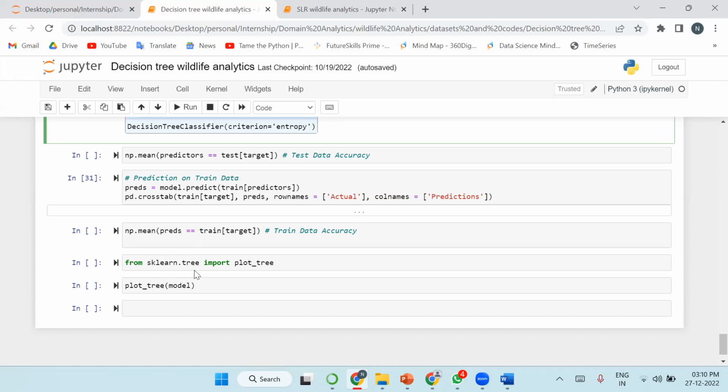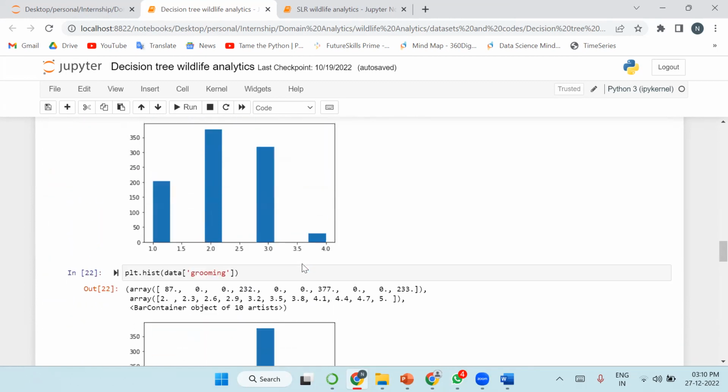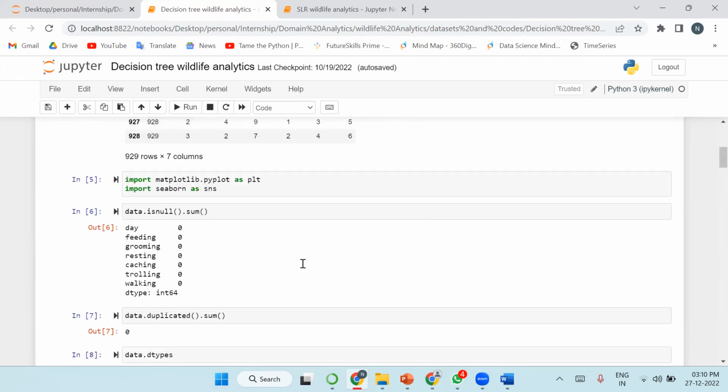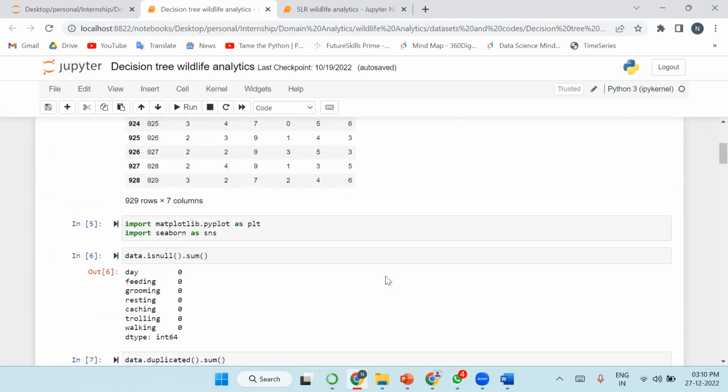So finally, we plot the graph with sklearn.tree plot_tree. So for whatever data you have, you can plot the graph. This is how you do a decision tree classification model algorithm.